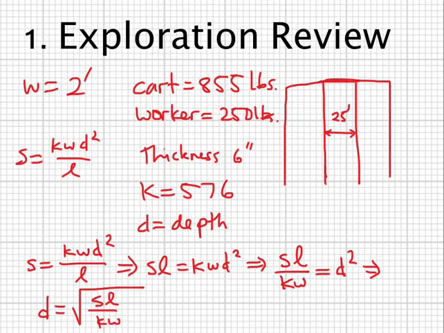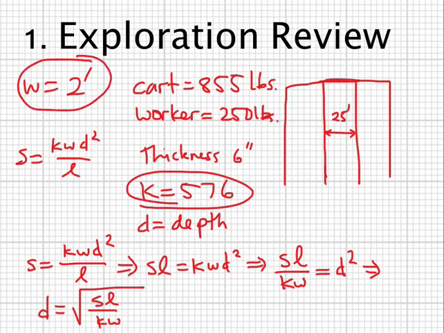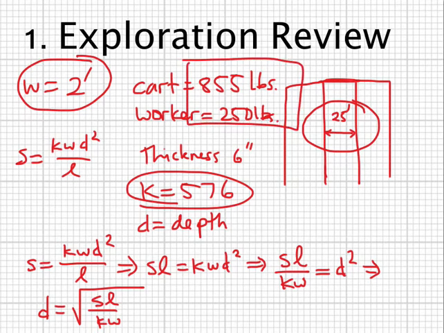Now is the time when you're going to want to substitute all the values you know. We know our K. We know our W. We know our L from the distance between the two buildings. It has to be a minimum of 25 feet. The only thing that we might not know is the S. Well, we get that from these two weights here, the cart and the worker. And so if I add those together, my S is going to be 1,105.